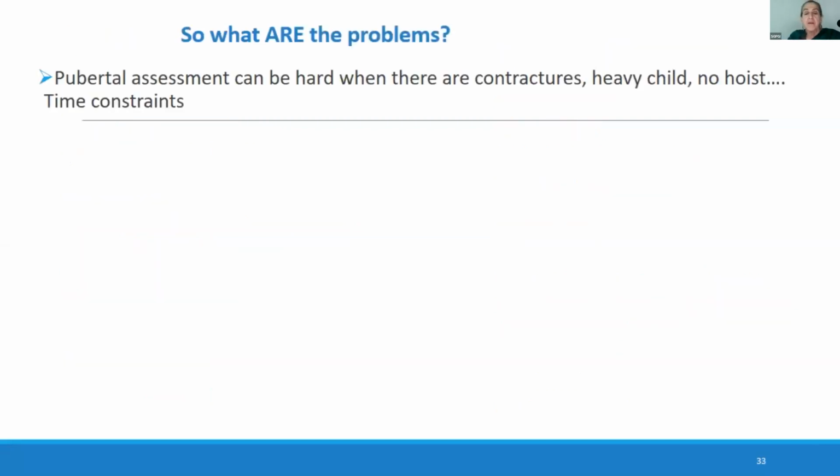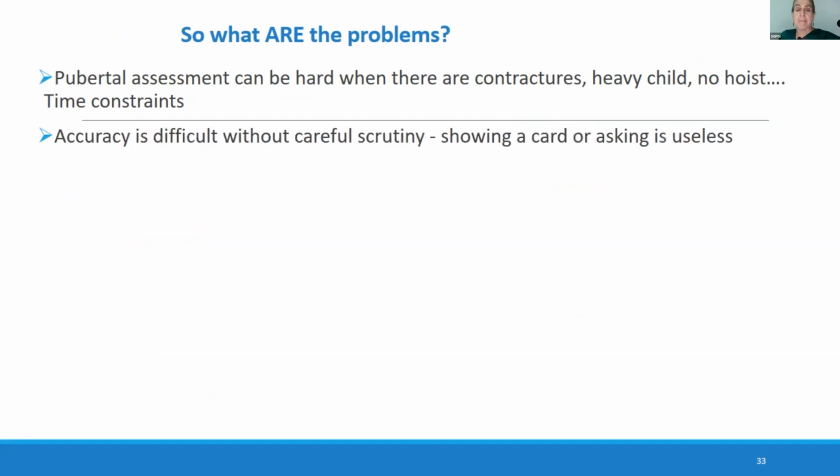So what are the problems? It's really hard to assess puberty in patients who have contractures or who are heavy or who don't have a hoist. The family can't lift them on the bed. You've got 10 patients waiting in your outpatients and you don't have time. Taking a history of pubertal status, I find, is completely useless. Holding up a card, they'll tell you anything. Don't believe a word of it.